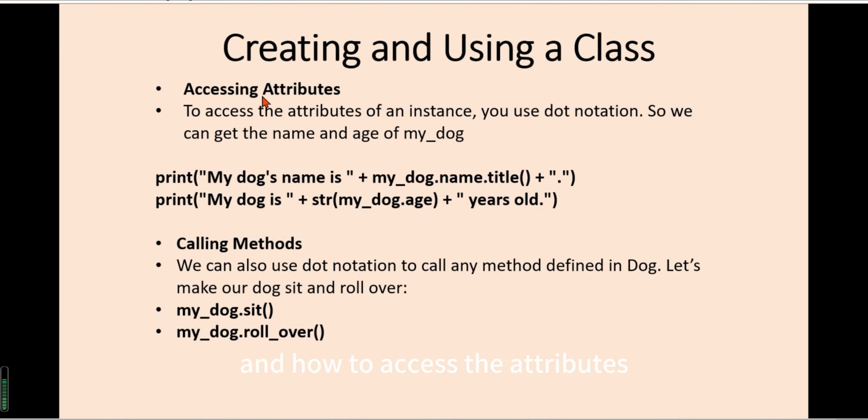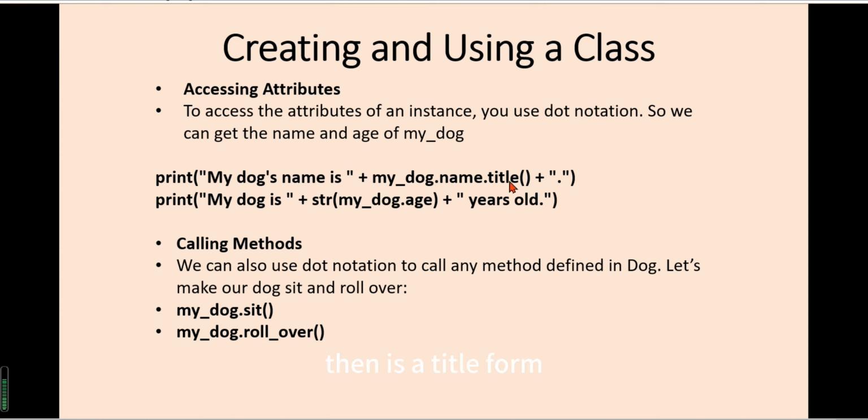And how to access the attributes. To access the attributes of an instance you have created, you use dot notation. So we can get the name and age of my_dog. For example, we can get the name of my_dog. my_dog is an instance we have created. my_dog.name gets the value of the name.